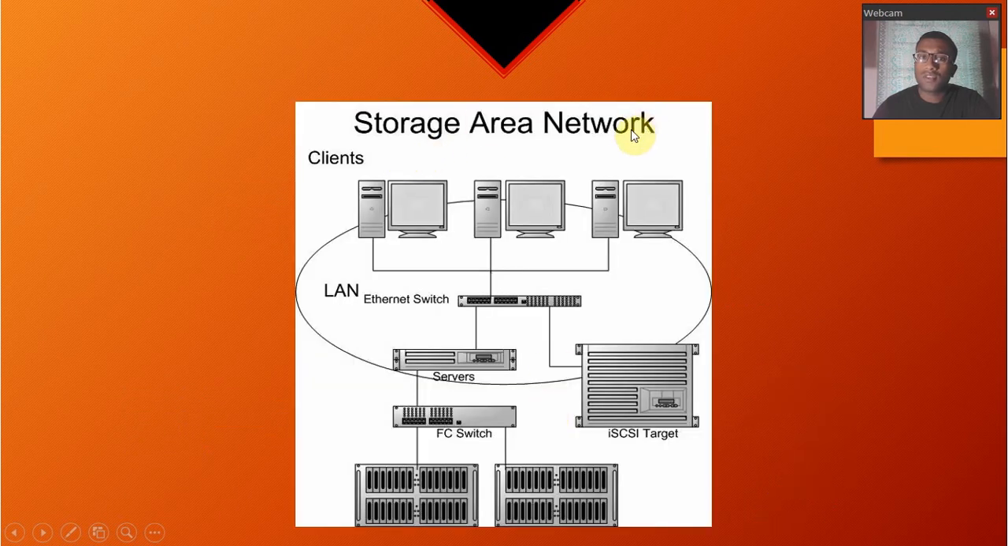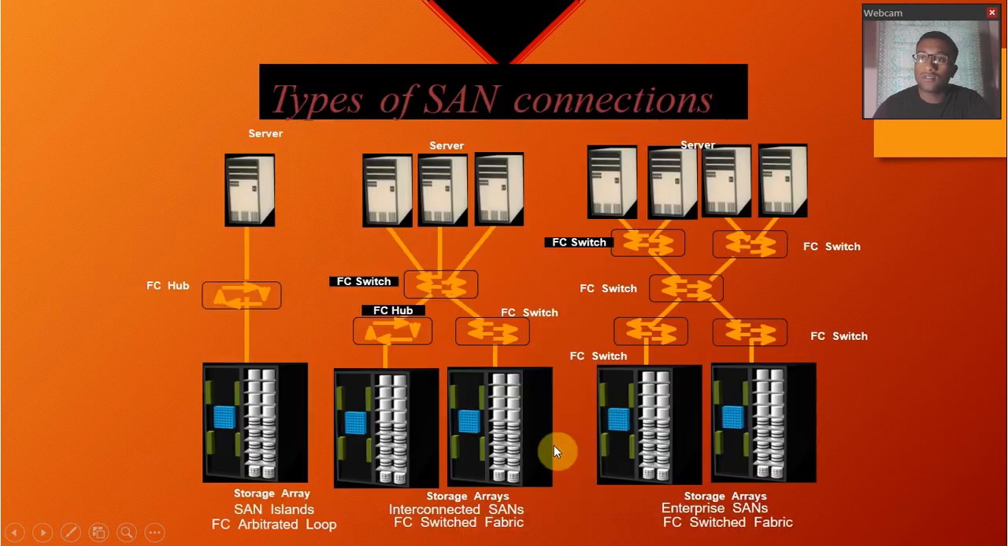Then comes the storage area network, which we call SAN. That includes clients and servers, and in between there will be a LAN, which includes Ethernet switches, iSCSI targets, FC switches, and various other things. Then there are different types of SAN connections: simple storage array, interconnected SAN, enterprise SAN. This is the architecture of different SANs.